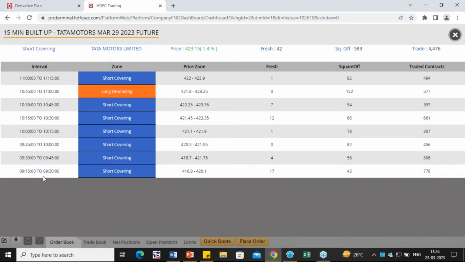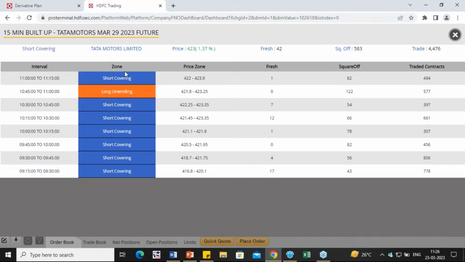So 9:15 to 9:30, 9:30 to 9:45, and in this way we provide you 25 time intervals. Apart from that, we have provided the zone. It gives you short covering, long unwinding, long build-up, and short build-up, classified by colors. For example, long build-up is positive, short covering is also positive, long unwinding is negative, and short build-up is negative, that's bearish.